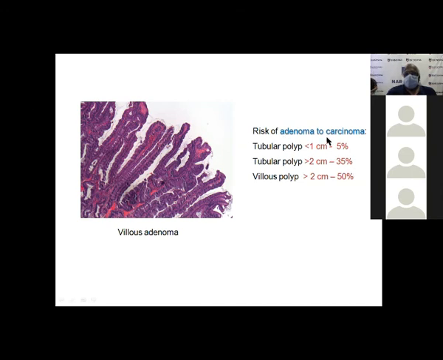So, risk of adenoma carcinoma: tubular polyp less than 1 centimeter is 5%, tubular polyp more than 2 centimeters is 35%, villous polyp more than 2 centimeters, 50% malignancy. So, how will you assess whether this is turning malignant? That nice ciliated movement will stop in one of the projections. One of the villi will become stiff. Oh, that fellow is something wrong. Take a biopsy of that. Or if it is a resectable fellow, then take the whole thing and send it for biopsy. If it comes as malignant, we treat it as malignancy of the colon.